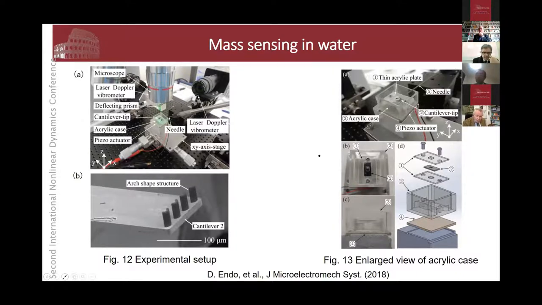The structure was 3D microprinted by a laser lithography system on the tip of the cantilever 2. The mass of each structure was 2.48 nanogram. We removed the arch-shaped structures one by one using a needle and measured the amplitude ratio of the cantilevers.